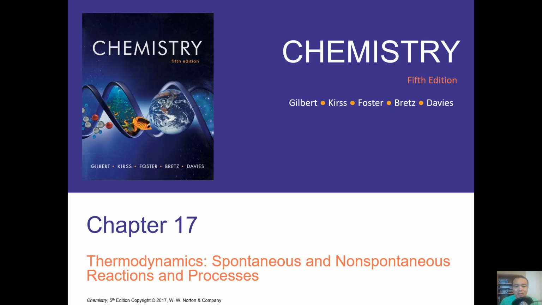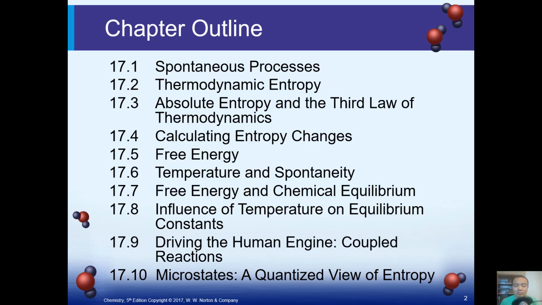Good day, everybody. In previous chapters, we have discussed how fast a reaction occurs. That's the chemical kinetics. We also discussed how far a reaction proceeds in the chemical equilibrium. We have also discussed the various factors that affect the reaction kinetics and the chemical equilibrium. In this chapter, we'll discuss why some reactions proceed spontaneously and go to completion, and some do not.